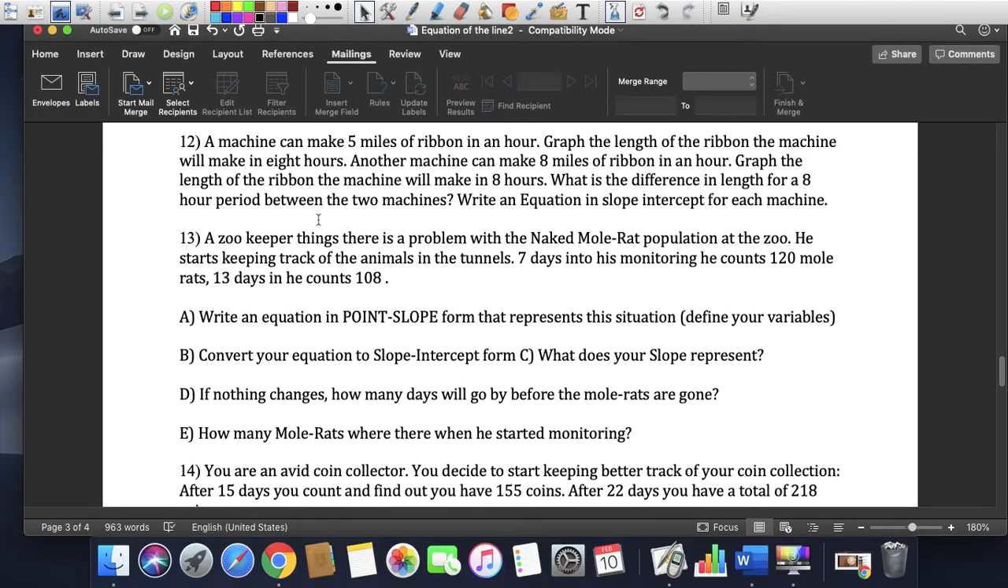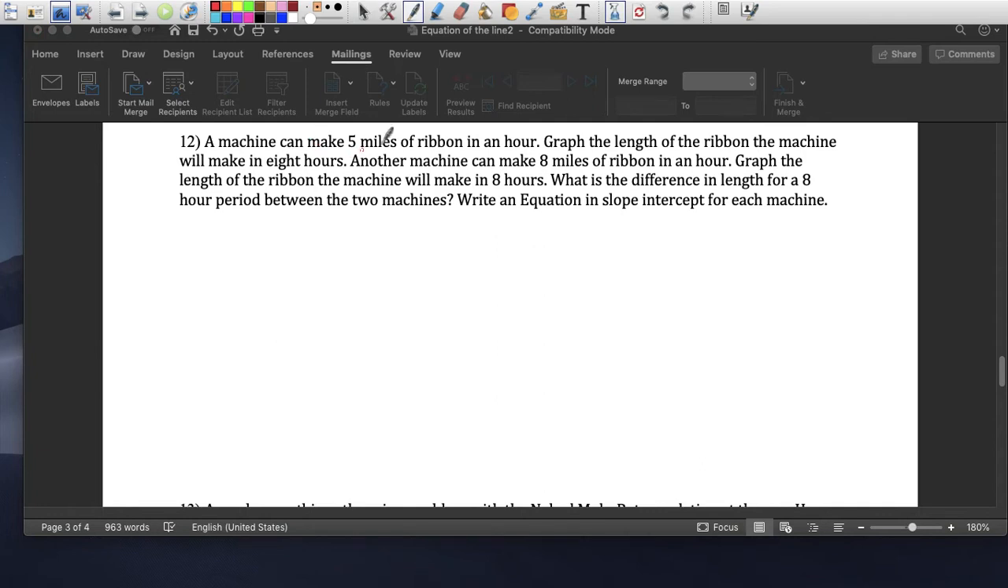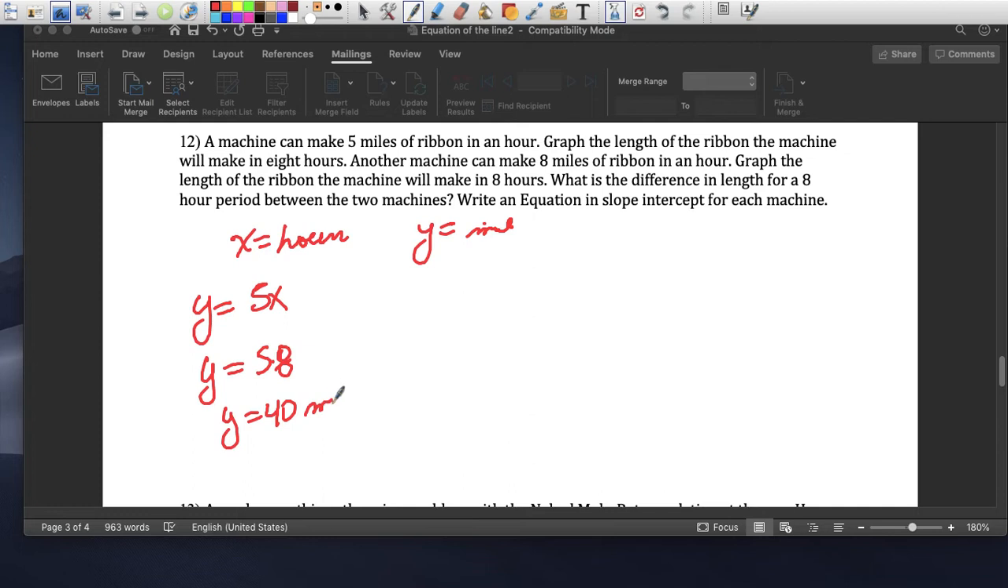12. A machine can make 5 miles. So again, x equals hours, y equals miles. We got two machines. Let's do both. So 5 miles an hour, so y equals 5x. Graph the length we'll make in 8 hours. In 8 hours, it'll be 5 times 8. And my answer is going to be 40 miles of ribbon in 8 hours.